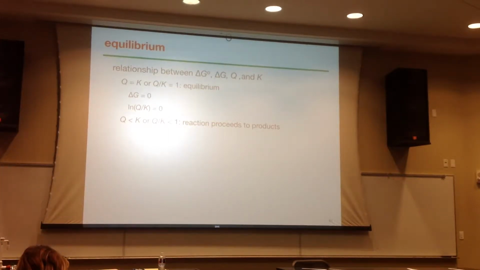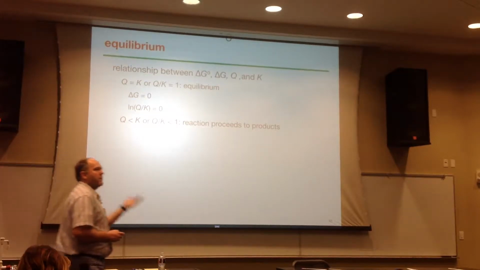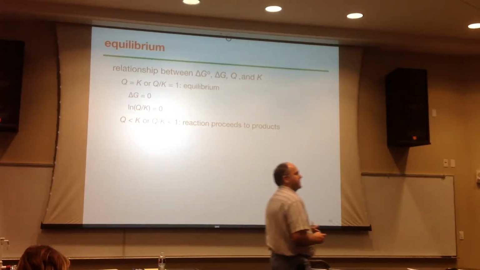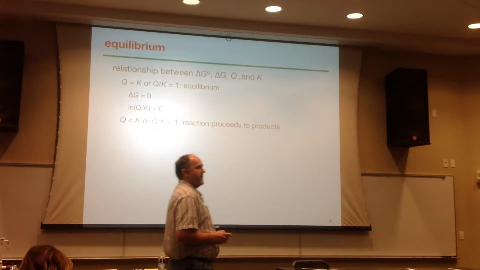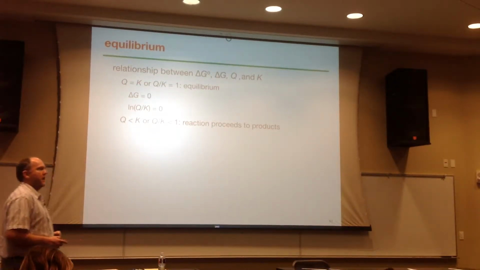Q is smaller, I have a smaller numerator than the denominator, meaning Q over K has to be less than 1. We already know what that means. If Q is too small, we have to proceed towards reactants in order to make sure that Q gets bigger so that Q approaches K. Correct? This is chapter 14 stuff.